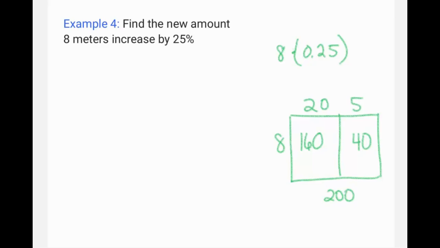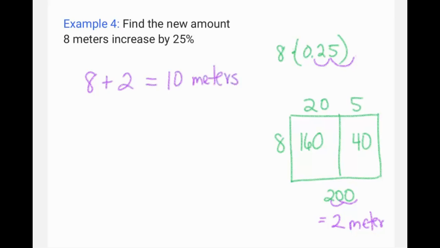And then we don't forget to move our decimal places because of the 25. We have this 1 and 2 places over. So from the back we move 1, 2 places over. So that equals 2. So that means 2 meters is the increase that we had. So for the new number, we'll have to take the 8 meters plus the new 2 meters of increase, giving us the new amount of 10 meters as our final answer. So if it says increase, that's why we're adding that right there. If it had decrease, then you would subtract it instead.